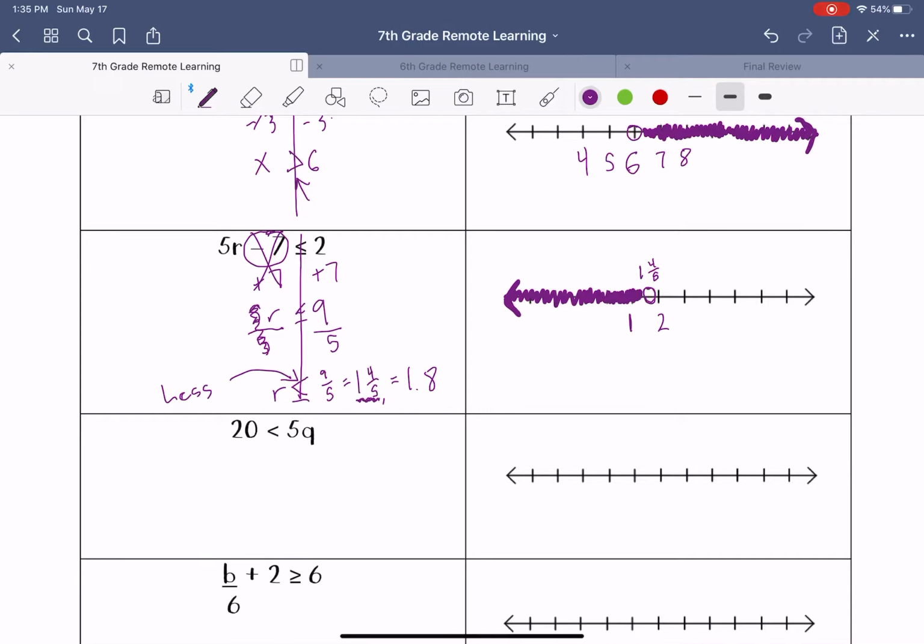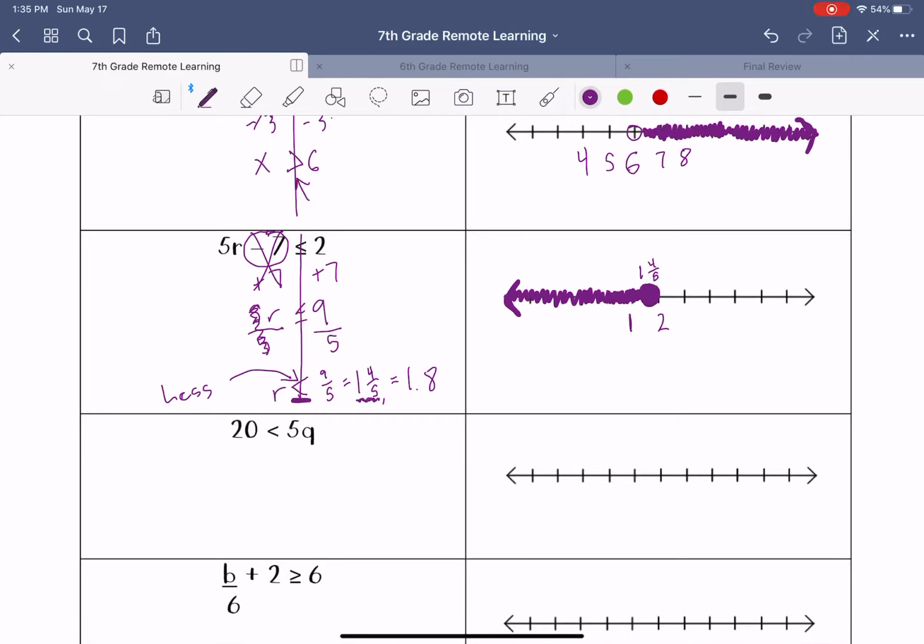And it's not only less than, it's less than or equal to. I have this line down here, and that means that my 9/5 or my 1 4/5 is included. So it is equal to that number also. So I'm going to fill in my circle because it's less than or equal to.